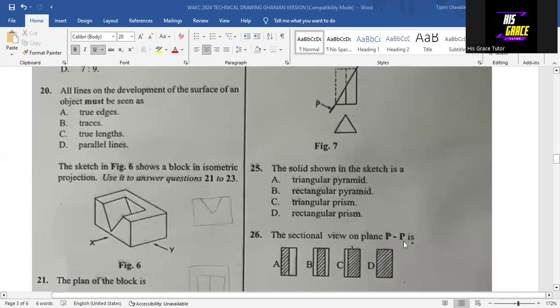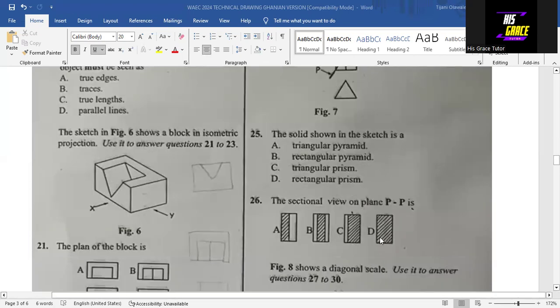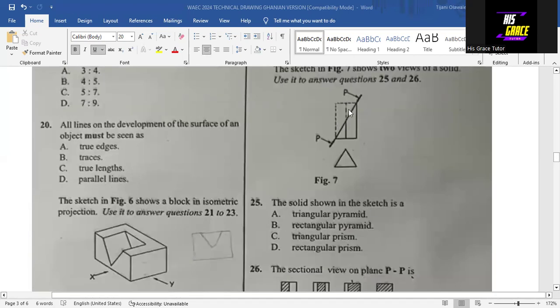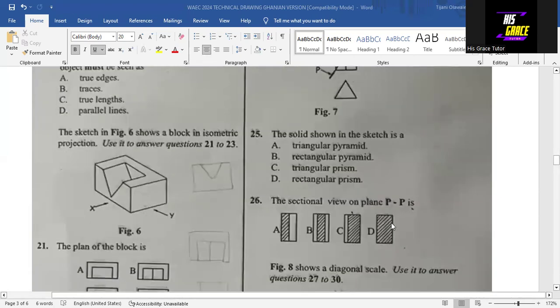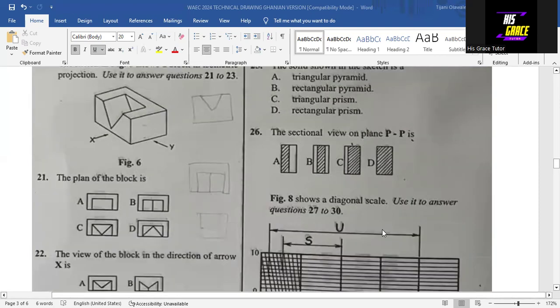The sectional view on plane PP is option D is the answer to this question. The cutting plane goes like this. So it cuts half of the body off, and that will make us hatch the whole of the surface that is cut, that we have left. So option D is the answer to the question.